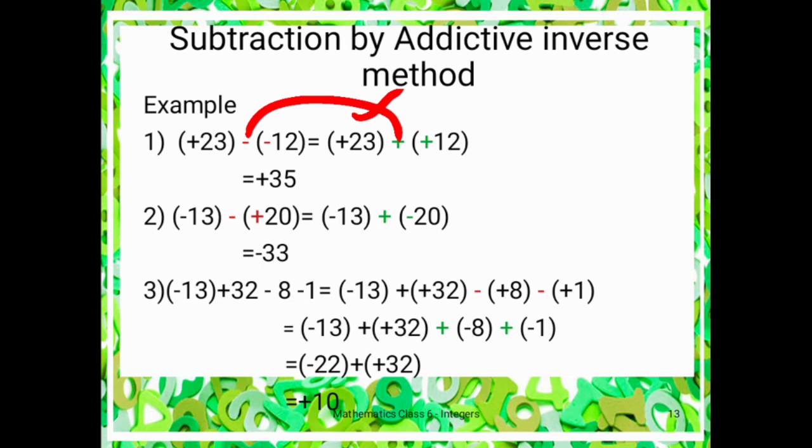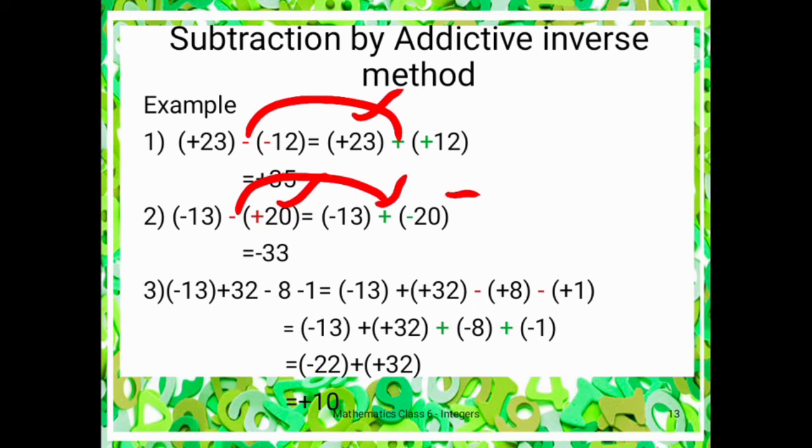So the next question is minus 13 minus plus 20. Okay. Here what we have to do? This negative sign becomes positive. And what is the additive inverse of plus 20? Additive inverse of plus 20 is minus 20. Okay. So, the first number we are writing as such, minus 13, then minus becomes plus, then plus 20 becomes minus 20. That is the additive inverse of plus 20.